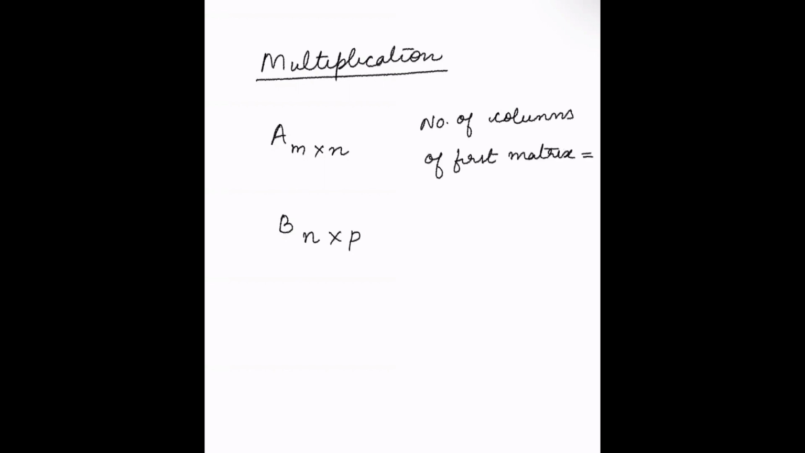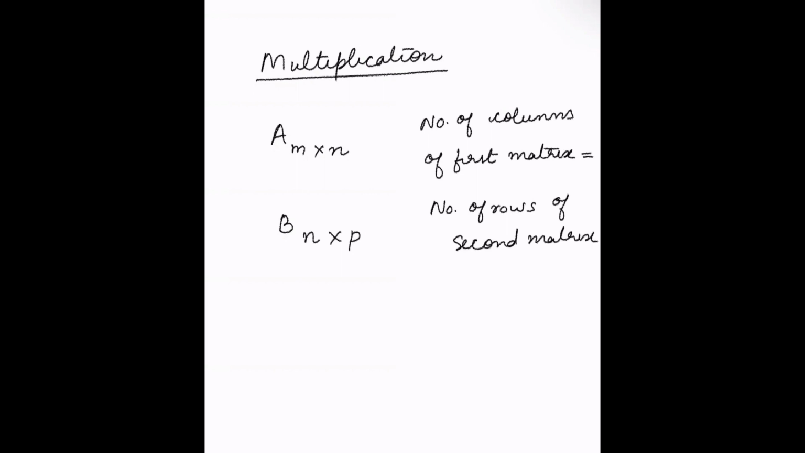Multiplication of two matrices. Here, assume that you have a matrix of order m by n, and another matrix of order n by p. Then multiplication is possible. What does that mean? The number of columns of the first matrix is equal to the number of rows of the second matrix.